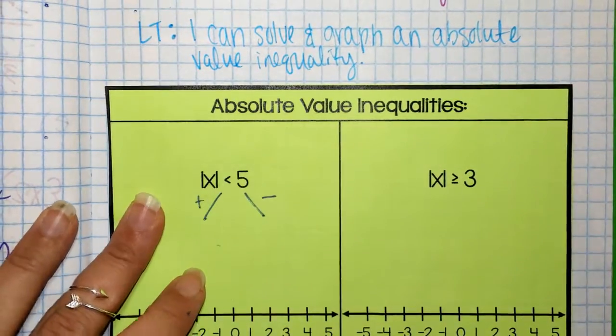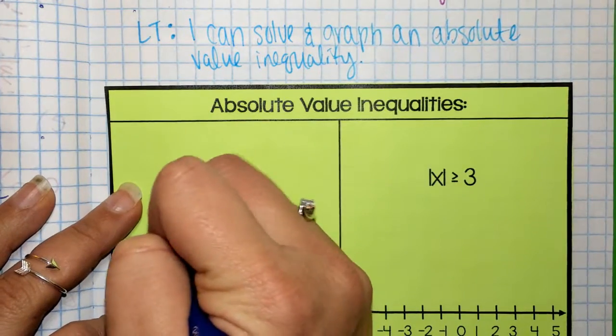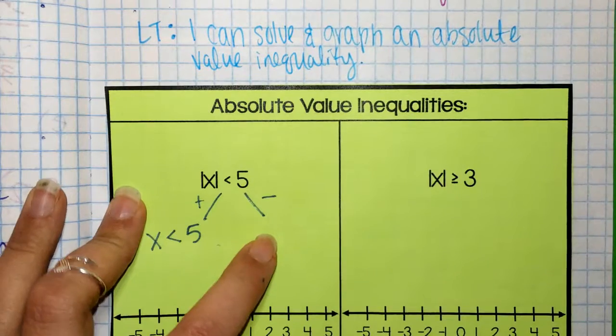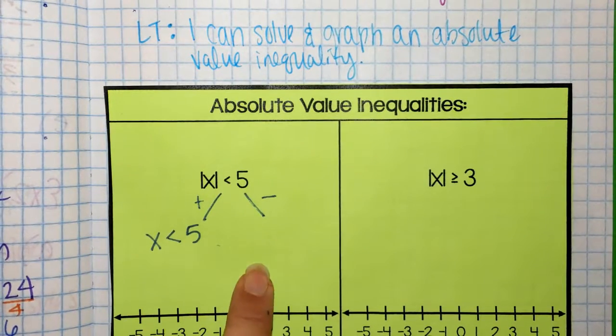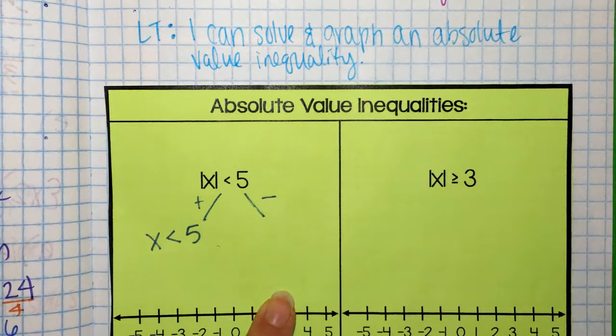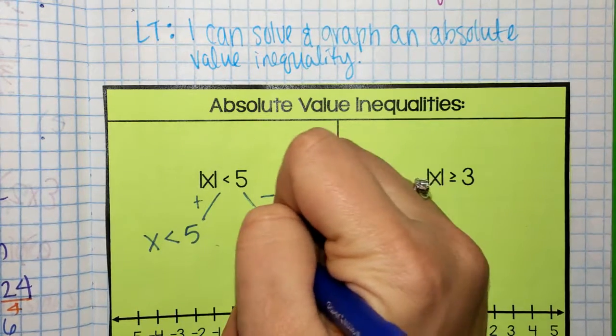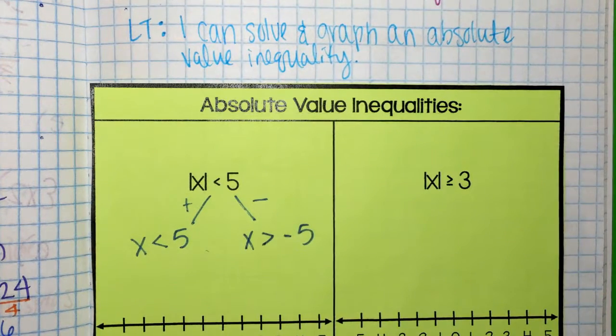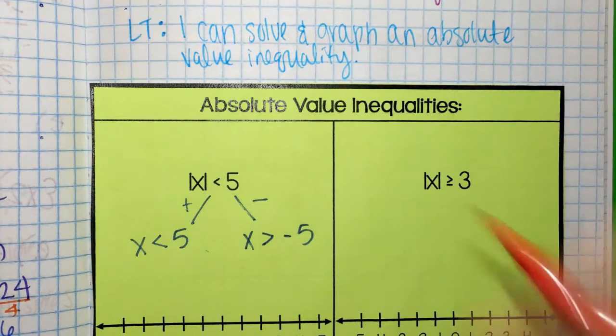Alright, positive, negative. So we're still going to have an x is less than 5. Now, what do you think is going to happen to our inequality sign on our negative side? It flips. Very good. So x is greater than negative 5. So make yourself a note that says flip on the negative side.